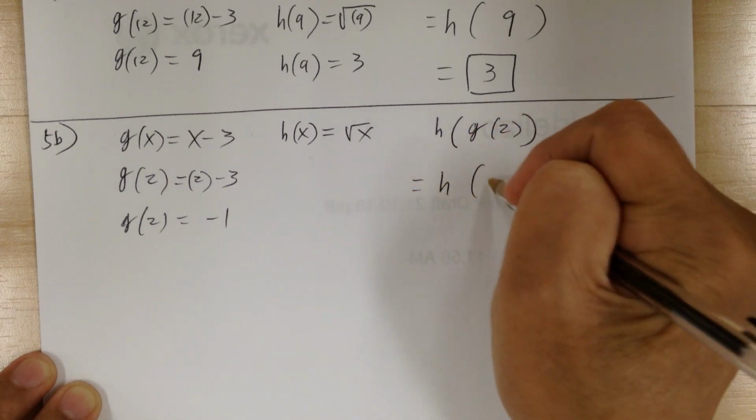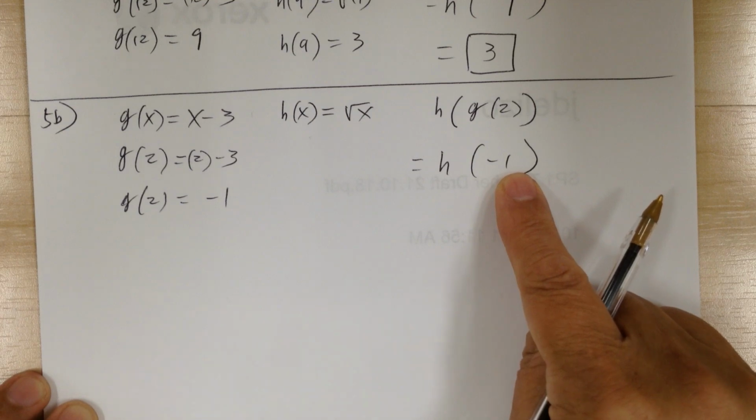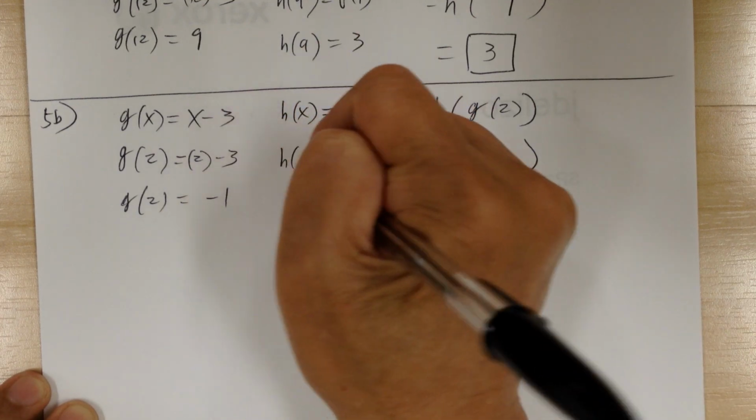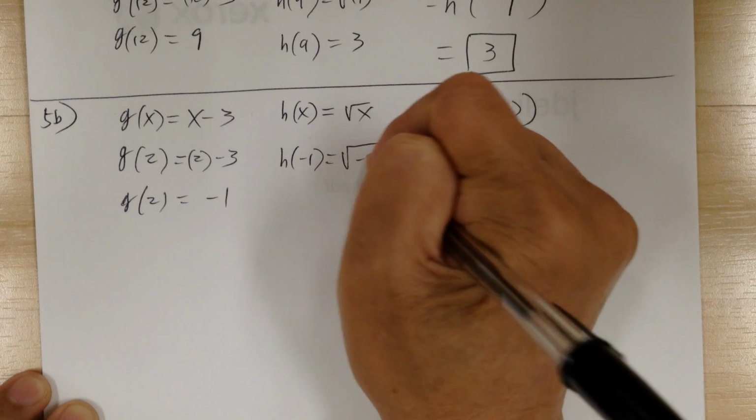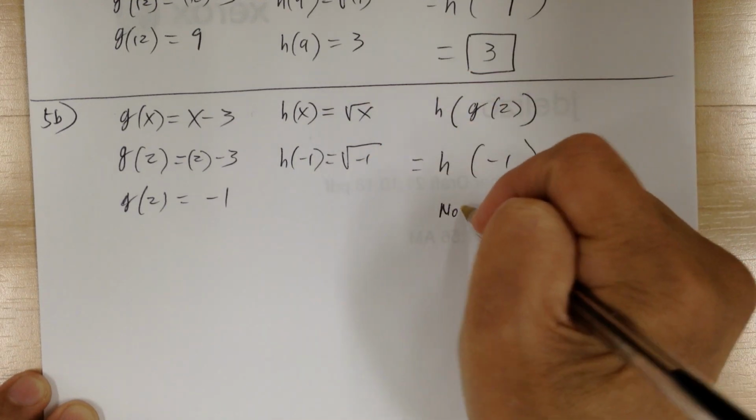So this becomes h of negative 1. To find h of negative 1, you come over here. So h of negative 1 equals square root of negative 1. And again, this is not real, right?